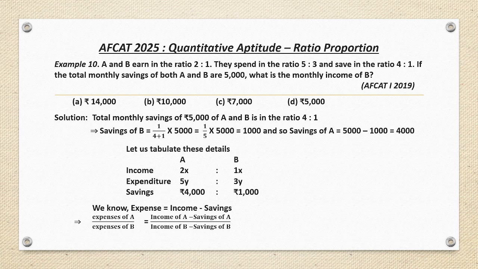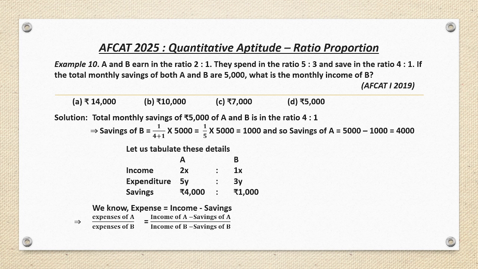To answer any of the asked thing, we require information in absolute terms, at least one of these three terms. That is, either we should know their savings, or we should know their incomes, or we should know expenses. Here the information is about their savings. The total monthly savings of both A and B are 5,000 rupees. So together they are saving 5,000 rupees.